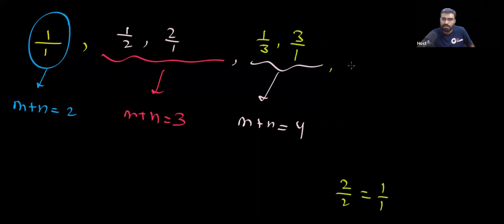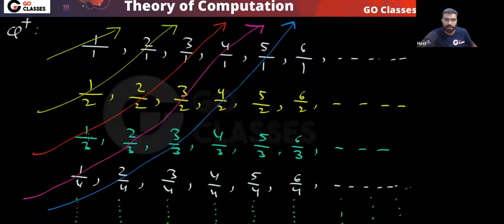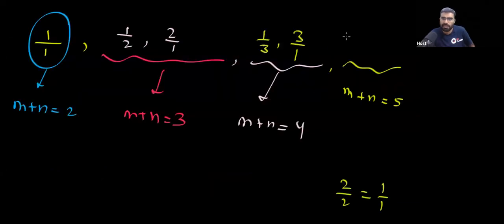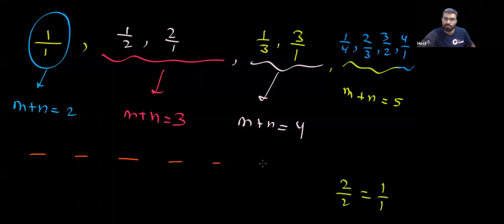So like this. Then who will come? M plus n equal to 5 will come. Like 1 by 4, 2 by 3, 3 by 2, 4 by 1. Okay, so these will come. So like this, and so on. Is this clear? I hope you understood all these points.